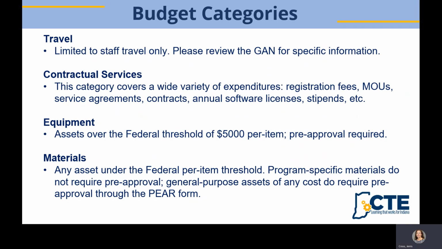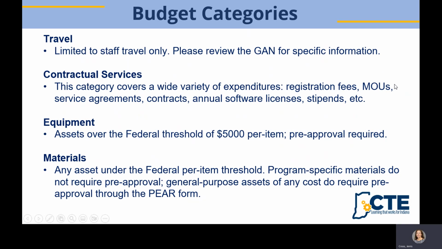Assets over the federal threshold of $5,000 per item are considered equipment. Pre-approval is required for any equipment purchase, whether it's general purpose or program specific. All of those types of purchases require a PAIR form, and they would also need to be tracked.